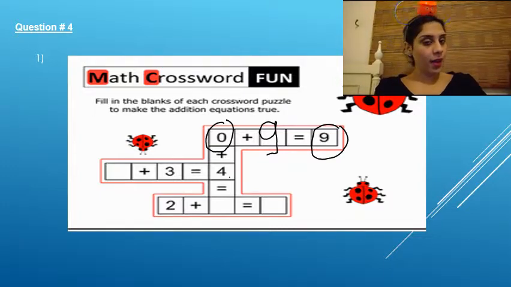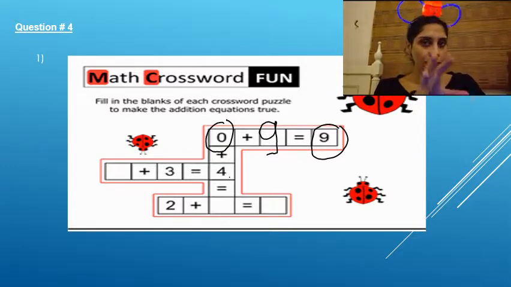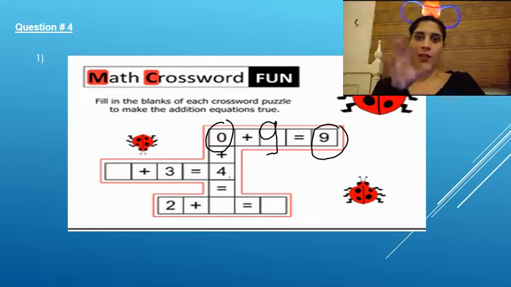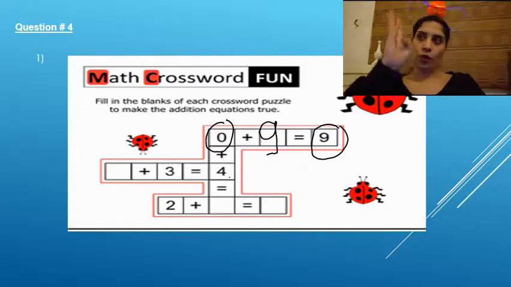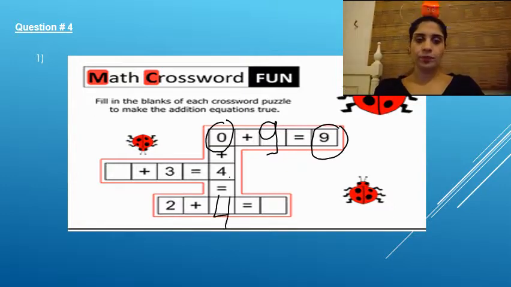What did I say now? Mr. M&M, I said that whatever I add to the number 0, it stays the number itself. 0 plus 4, we have nothing, and 4. 1, 2, 3, 4. We have to write 4.